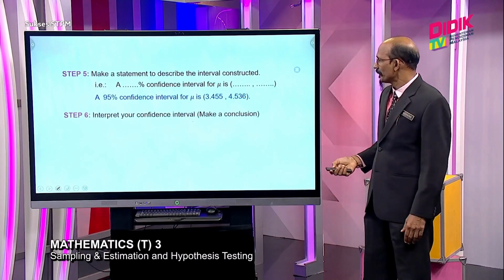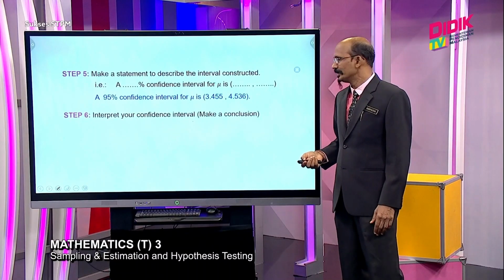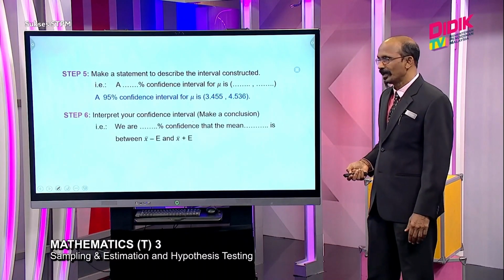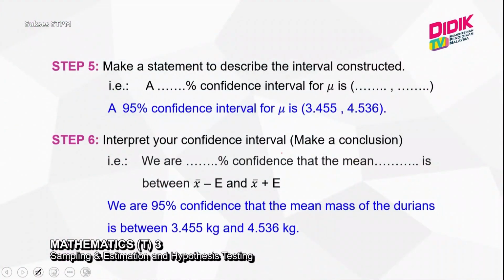And then interpret your interval. Interpret means we are making a conclusion. How to make your conclusion? The way of writing the conclusion I take from above. We are 95% confident that the mean mass of the durian, because you are dealing with mean, is between this one and this one. We open back this one from interval form into a direct statement. So the interpretation should always follow this pattern.